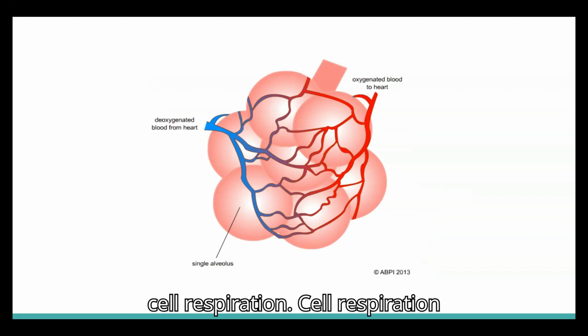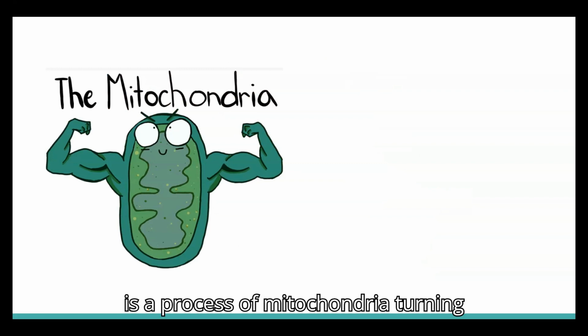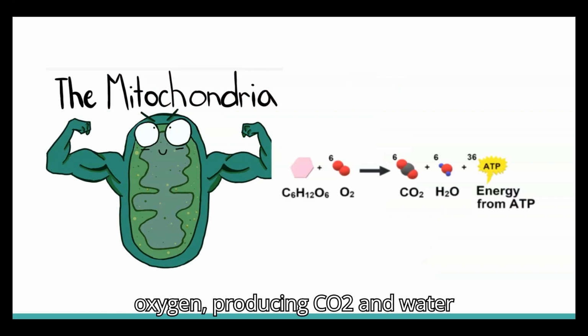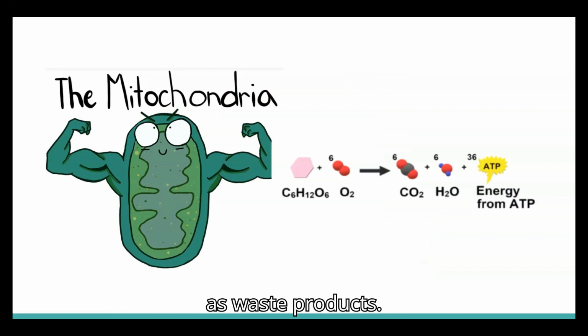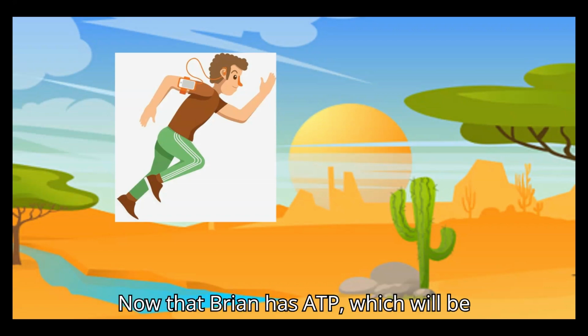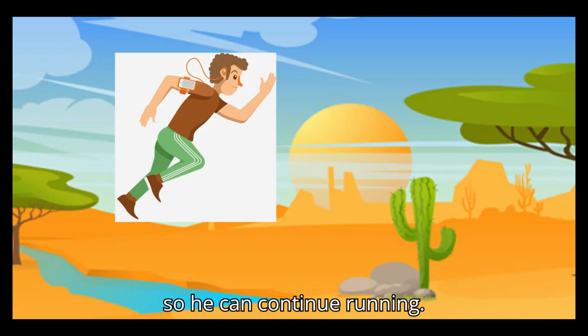Finally, cell respiration. Cell respiration is a process of mitochondria turning glucose into ATP, using oxygen, producing CO2 and water as waste products. Now Brian has ATP, which will be used as fuel to contract his leg muscles so he can continue running.